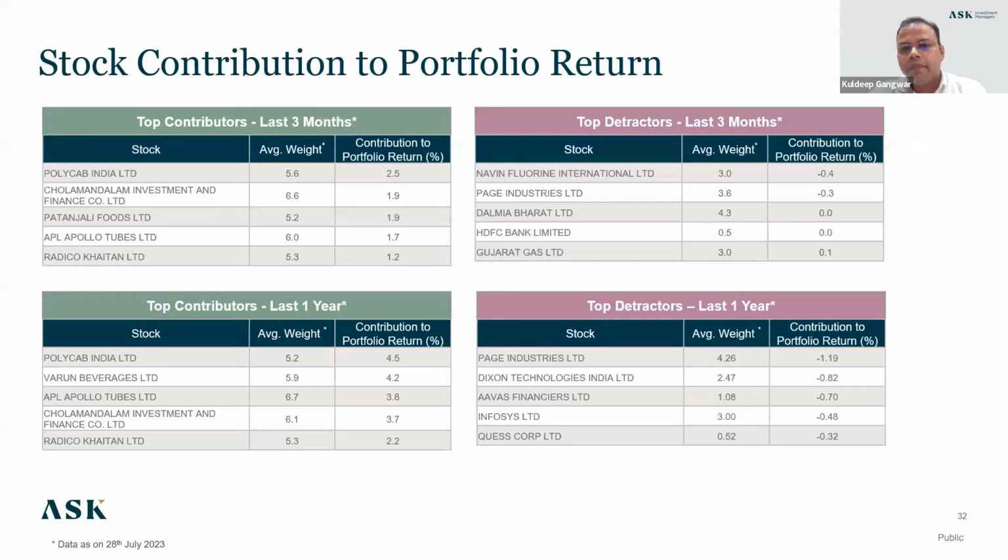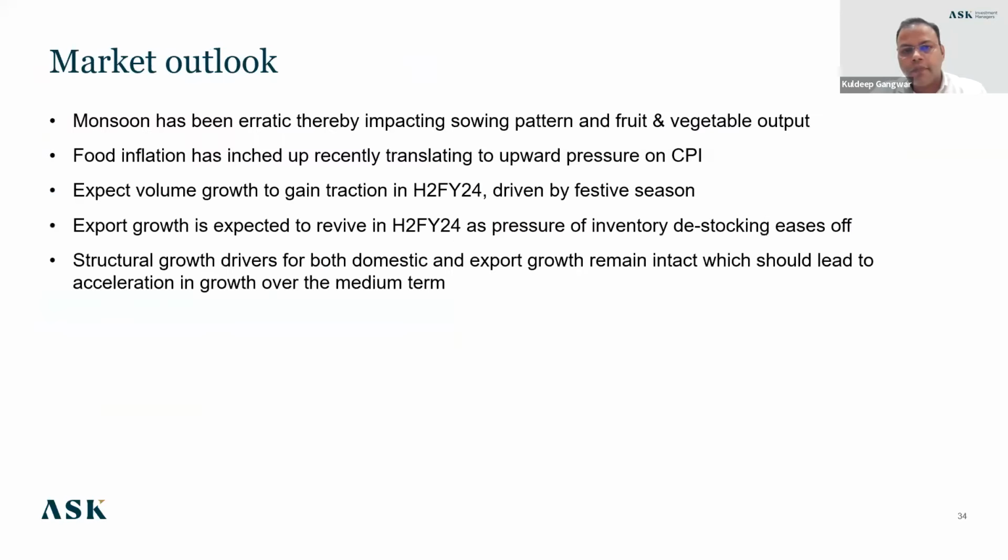So this is what has worked and what has not worked for DRP in the last 1 year. Polycab, Varun Beverages, APL Apollo, Chola, and Radico Khaitan have provided decent support for the overall performance, while Page, Infosys, Quess, and Dixon were dragging it down. We have already exited Dixon, Avas, and Quess in this particular portfolio.